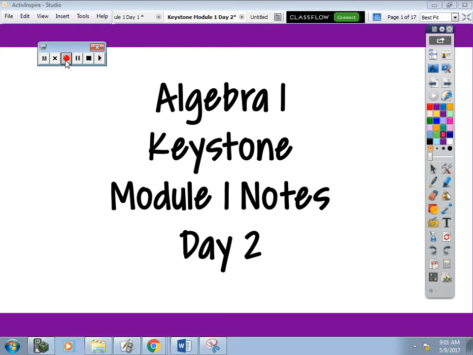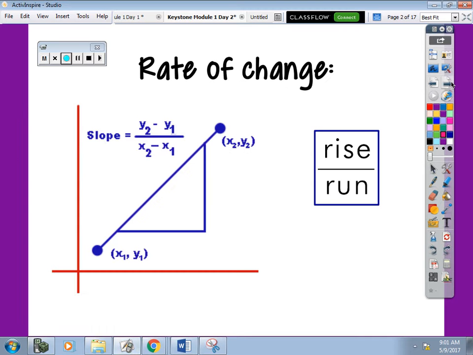Sweet. All right, so today we're going to look at Module 1, Part 2. Today's big focus is going to be linear stuff. So systems of equations, systems of inequalities, slope-intercept form. So the first thing is just reminding you of your rate of change, which is also known as what? Slope.